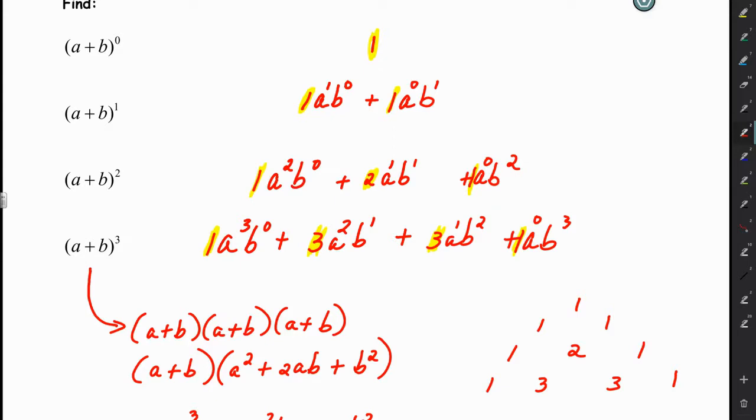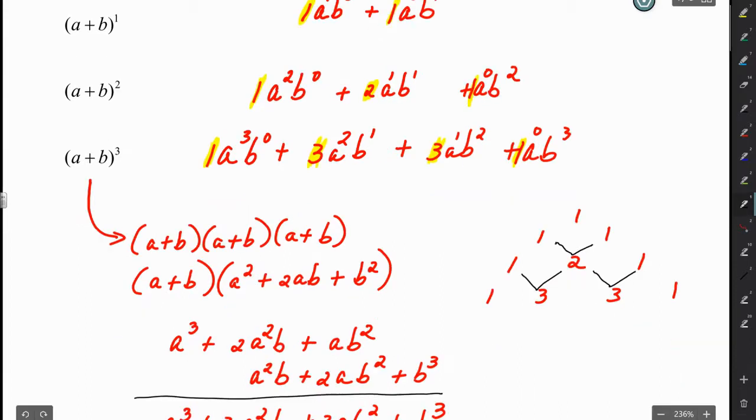Right? And then if you really examine this for a while, you would realize that if you draw a little V like this, 1 plus 1 gives me 2. 1 plus 2 gives me 3. 2 plus 1 gives me 3. So the numbers that are happening inside are actually forming a pattern by adding the two numbers above. All right, so let's go to our next page here.